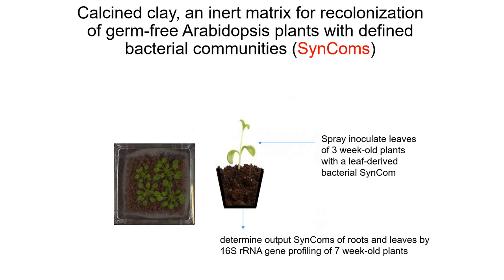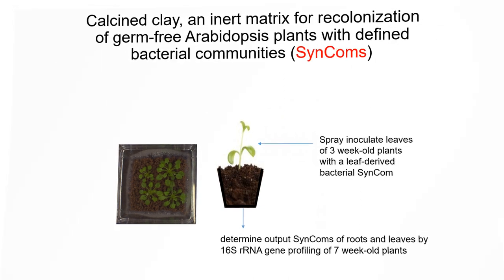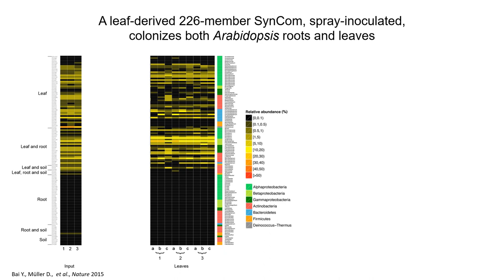And then we co-incubate these defined communities with the plants in a closed environment in these inexpensive Magenta boxes, for about 3 weeks, and then we harvest the leaves and the roots, and we use community profiling technologies to compare input and output communities. The result of such an experiment is shown in an exemplary manner for this experiment, where we inoculated on leaves a rather complex synthetic community of 226 pure strains, and then incubated them for 3 weeks.